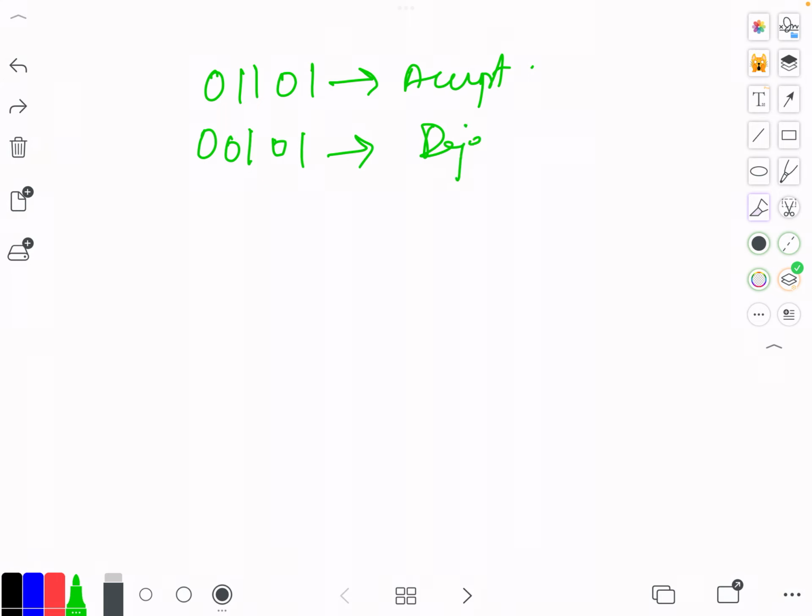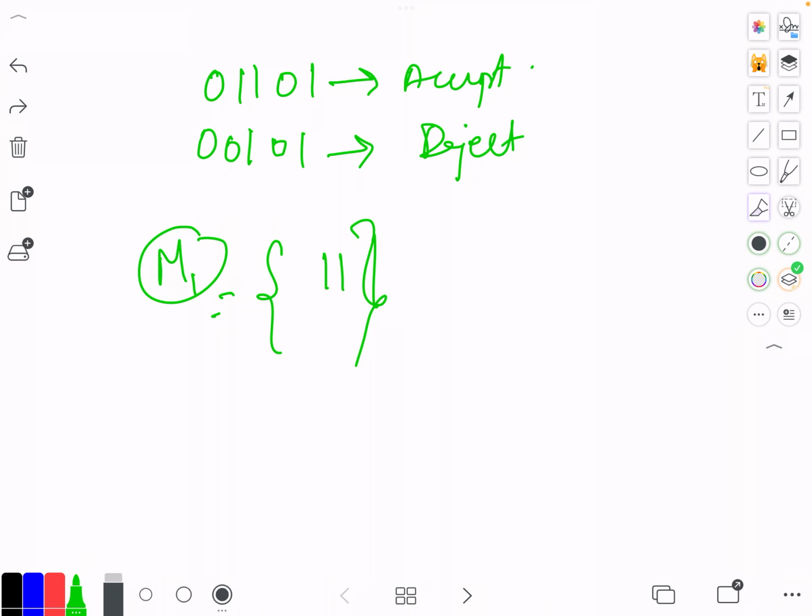For example, let's say 0 1 1 0 1. This is an acceptance state. We are saying this is what you have to accept, and 0 0 1 0 1 is what you have to reject, to a model, to a system. And why am I considering these two, you might be curious. I'm telling the system, the model, whenever you get two consecutive ones, please accept them.